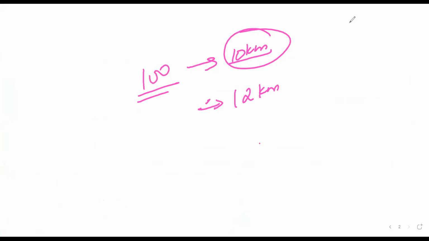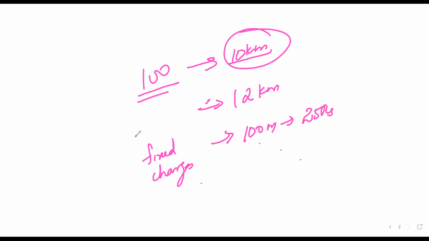Very good. So he will be charging more. And apart from this, correct? In an auto or a cab or a taxi, there is something called fixed charges. For example, if I want to travel only, let's take 100 meters, there will be a minimum charge of around 25 rupees or 30 rupees. Fixed charges.